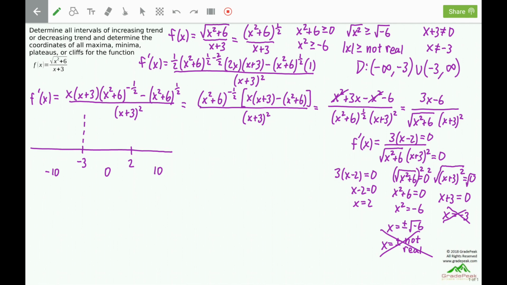We can test the trend in each of these intervals by plugging these test values into the first derivative. We don't care about the value of the first derivative, just whether it is positive or negative. So the best place to plug into is the fully factored version of the first derivative. That will be this one here.